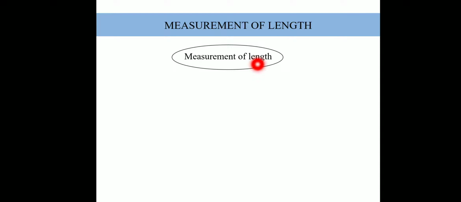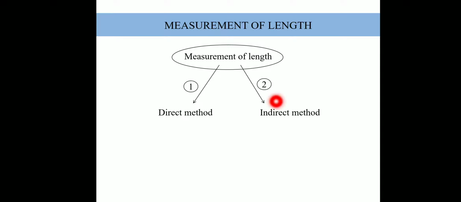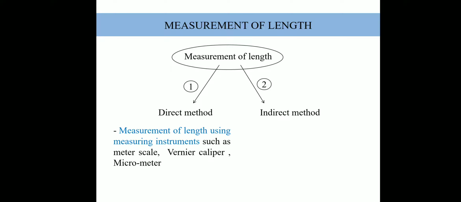To measure a distance between two objects or the length of something, we have two methods available. The first method is known as direct method. The length of an object can be measured using a direct method, or the distance between two objects can be measured using an indirect method. So to measure length we have two methods: direct method and indirect method. Okay, so number one, what is a direct method?